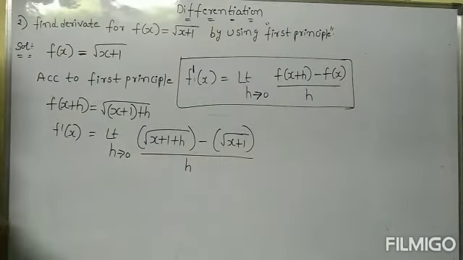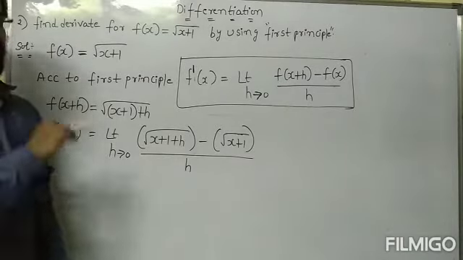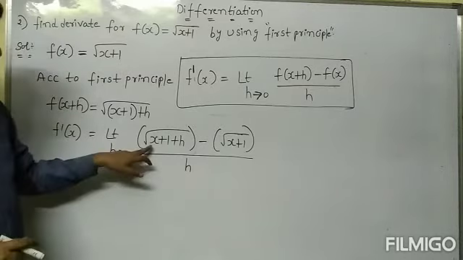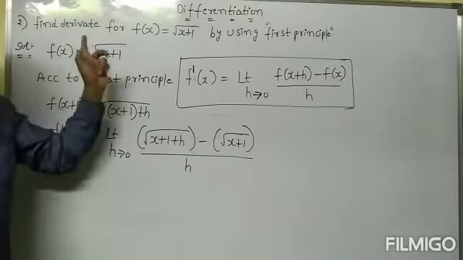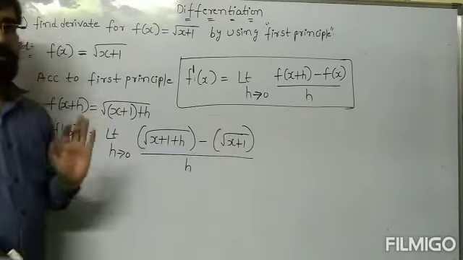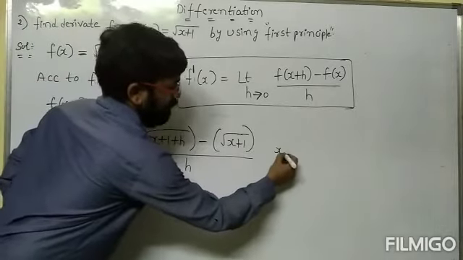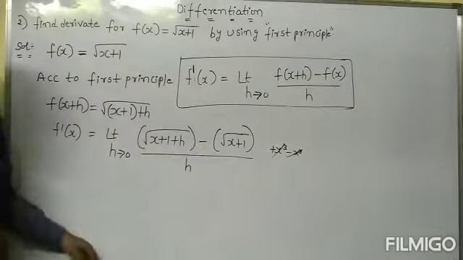by h. Now let us go to 9th class and revise. Root of x plus h plus 1 minus root of x plus 1. There is no cancellation here. In the last problem x cube plus x cube minus x cube cancelled, but here h is common.